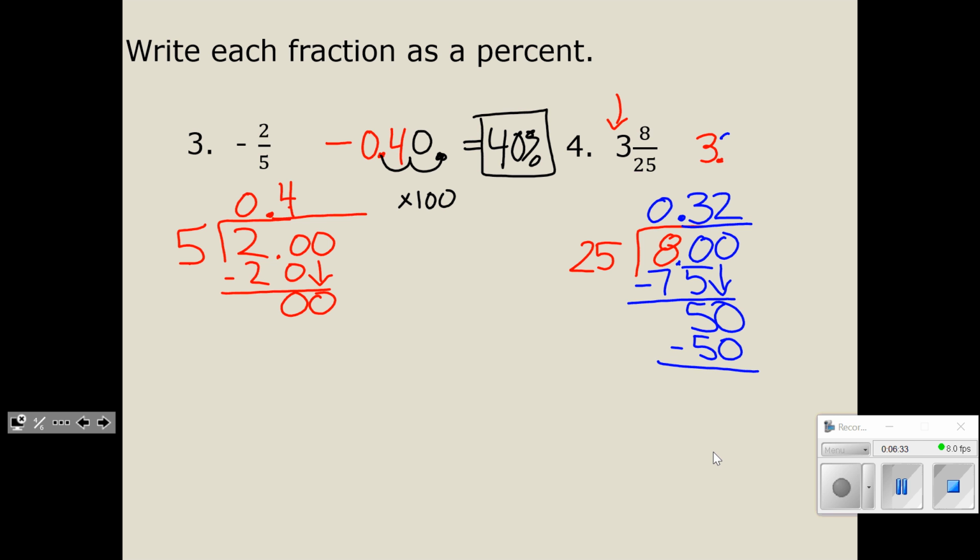So we can add that to our 3 and the decimal point. So 3.32. And we have to change it to a percent. So we're going to move it over 2 places. So 332% is your answer.